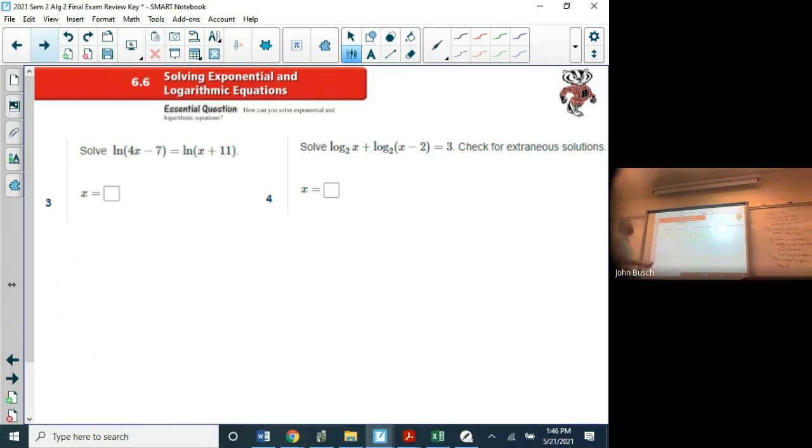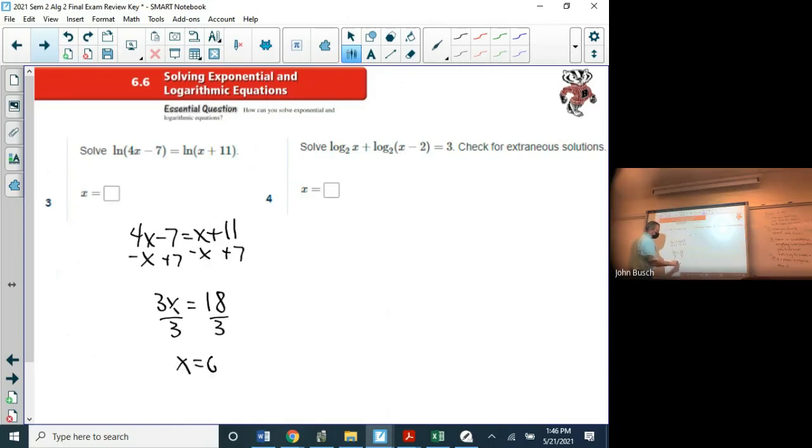Okay, since the logs are the same on both sides of the equal sign, what's inside is equal. 4x minus 7 equals x plus 11. So solving that should be simple. 3x on the left, and 18 on the right, and just divide by 3 to get x is 6. Quick glance to make sure that 6 doesn't make either log negative or 0, and they don't, so we're good.